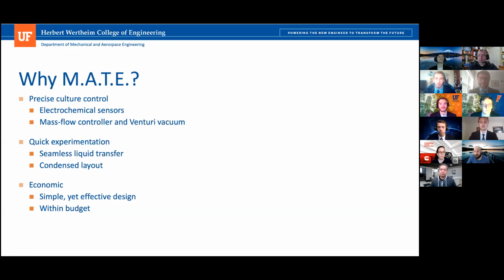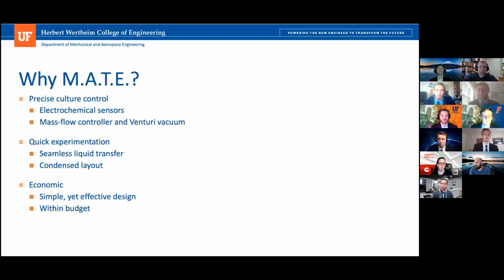And finally, the whole design is economically favorable. It is simple and effective. We believe that we didn't do anything overly complicated, which will allow it to, one, break less, which is more cost effective, and two, we're not spending any unnecessary money on any unnecessary parts. And that is evidenced by the fact that it is within budget. So those are our strong points.